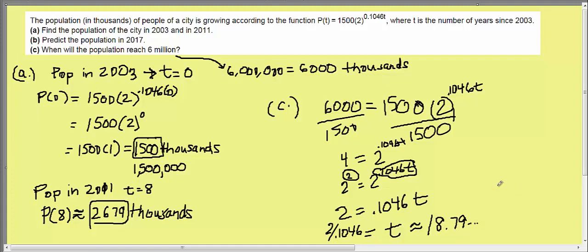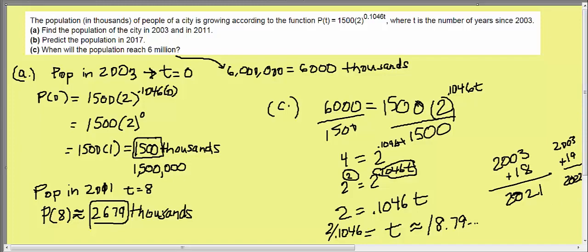So if I add 2003, because that was our initial year, to 18, that's going to be 2021. And if I added 19, then that would be 2022. So that would be the following year. I wonder which one it will be.